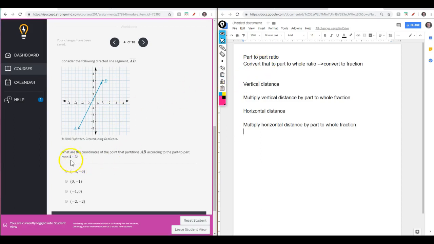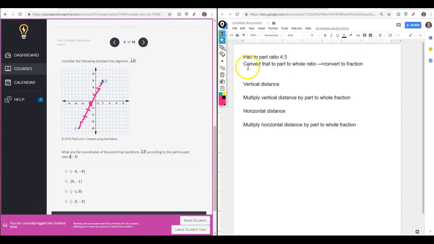So the first thing that I consider is what is the part-to-part ratio and what does that mean? So 4 to 3 part-to-part ratio means that since this is a directed line segment from A, they want 4 segments, 1, 2, 3, and then they want the point, and then they want 3 segments after. So this would have 1, 2, 3, 4 segments, and 1, 2, 3 segments after the point. That is what the part-to-part ratio is meaning.